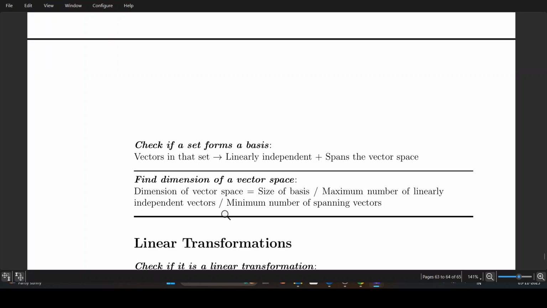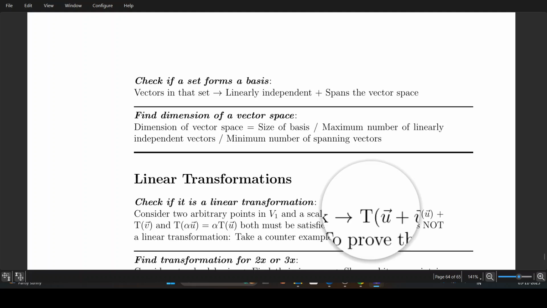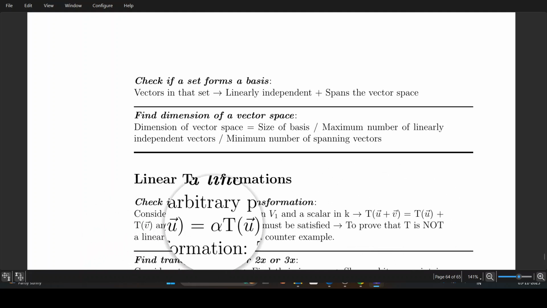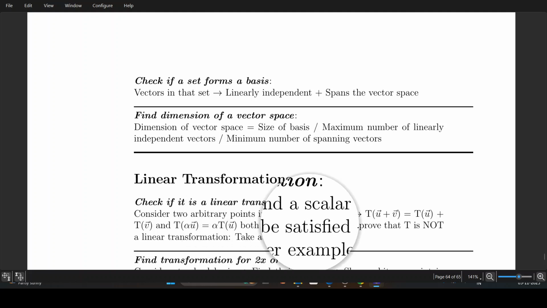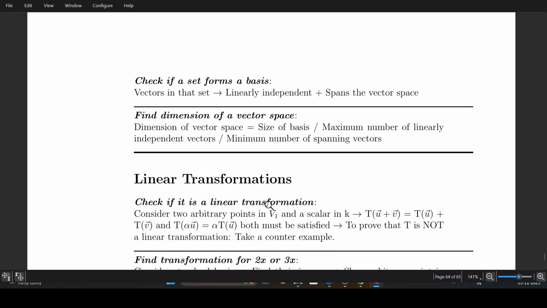Moving further to the next chapter, which is linear transformations. First is to check if it is a linear transformation. So we need to consider two arbitrary points in the first vector space and a scalar in field K. Then we need to check if these two conditions are satisfied. If both are satisfied, then it is a linear transformation. But if either one is not satisfied, then it is not a linear transformation.